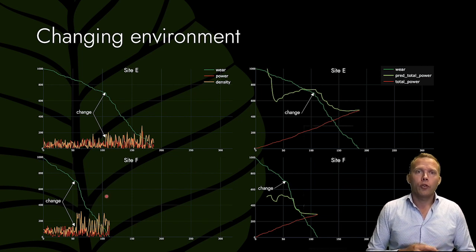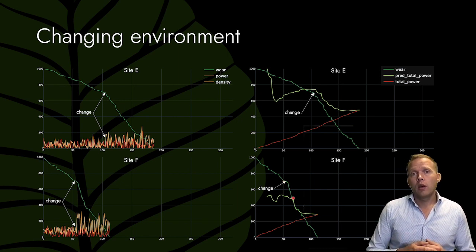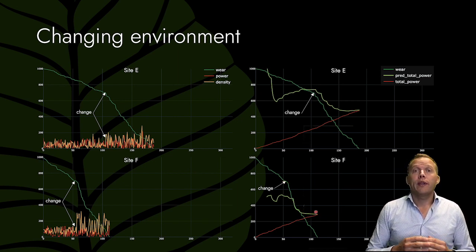However, since we're using incremental learning and continuously adapting, the model automatically accounts for the change. Naturally, it's not possible to predict the shorter lifetime beforehand, since the change was unknown, but after only a few data points, the model has been retrained and gives a much more accurate prediction again.